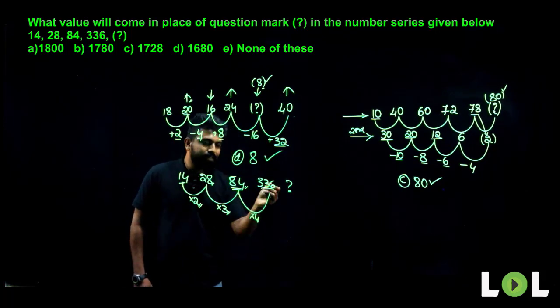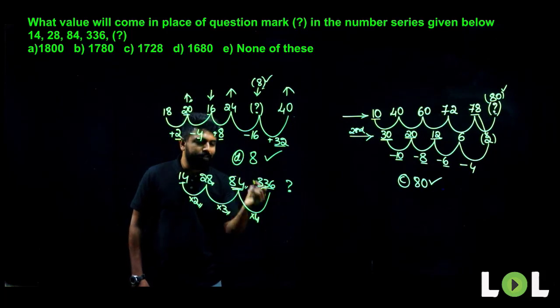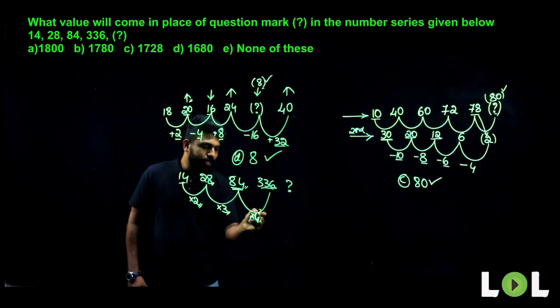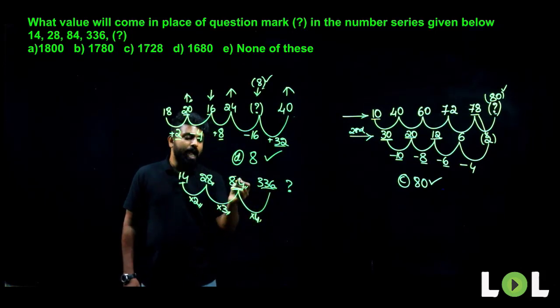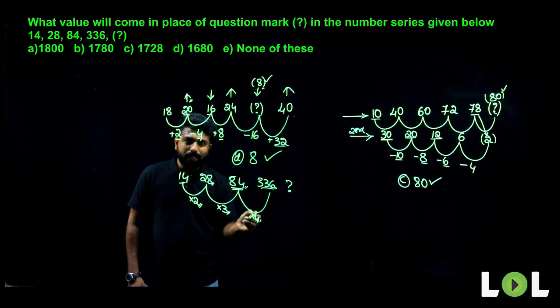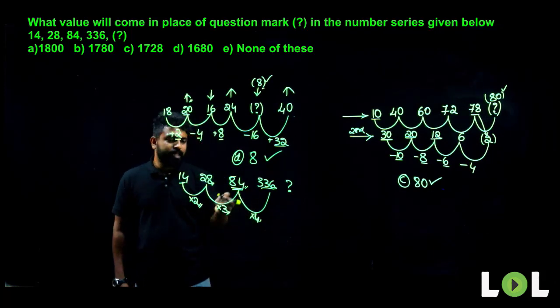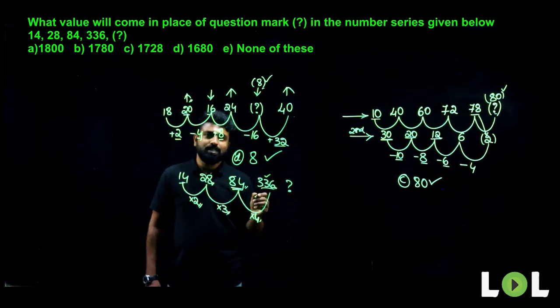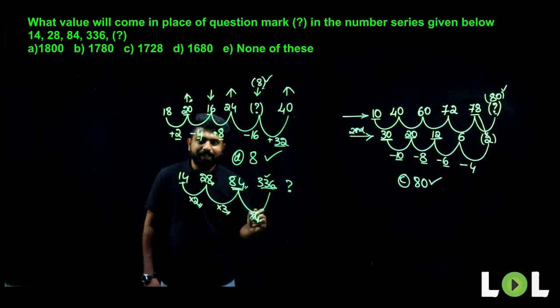How can I get 336 from 84? I need to multiply 84 with 4. Units digit is again 6. 4 into 4 is 16. We are getting the right units digit here. So let me quickly multiply it. 80 into 4 gives me 320. 4 into 4 gives me 16. 320 plus 16 gives me 336. Meaning this logic is correct here.